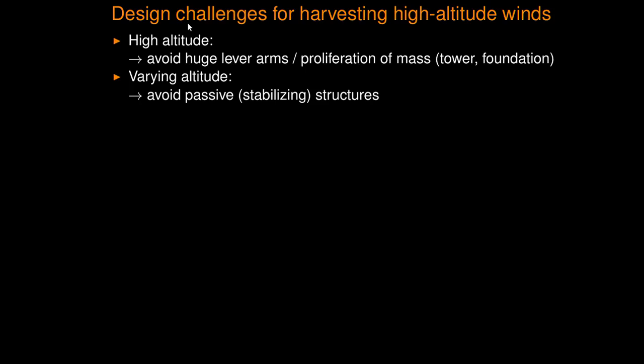So for this, let's come back to the design challenges which would be necessary to go to high height. High altitude means that you cannot just increase your tower, have more torque on your foundation, and just scale up the system. So you should avoid proliferation of mass and proliferation of the tower and foundation. And also varying altitude means you shouldn't have passive stabilizing static structures. So find something which can vary.